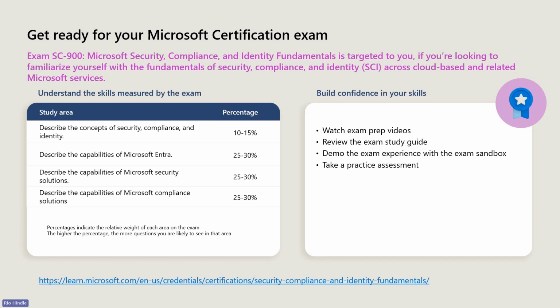These are broken down into key areas, of which there's a percentage aligned to each of the 4 areas. The first area, the concepts, takes up 10 to 15% of the overall exam. Capabilities of Microsoft Entra takes up 25 to 30%, and that's the same for both security and compliance. So if you're asking where you should focus your efforts in learning the content, the second, third, and fourth modules are where you should pay most attention.